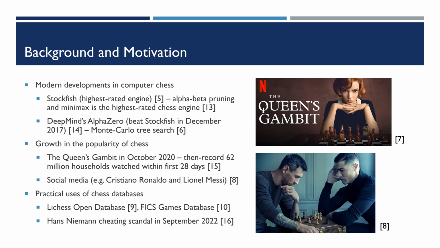In addition, there are numerous sources of chess databases online, such as the Lichess Open Database and the FICS Games Database. The importance of access to big data in chess was highlighted in September 2022 when Hans Niemann was accused of cheating over the table by world champion Magnus Carlsen. This led to an investigation and eventual suspension by Chess.com.